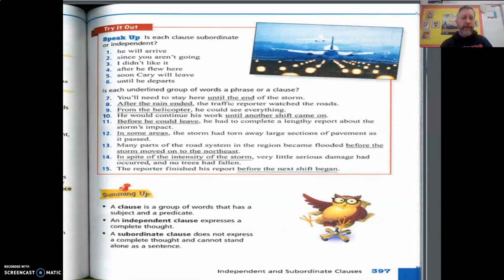All right, number 7. Is each group of words a phrase or a clause? What do you think of 7? Is that a phrase or a clause? "Until the end."